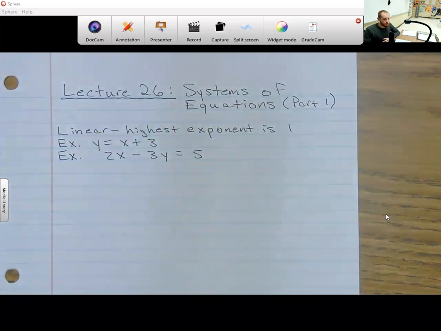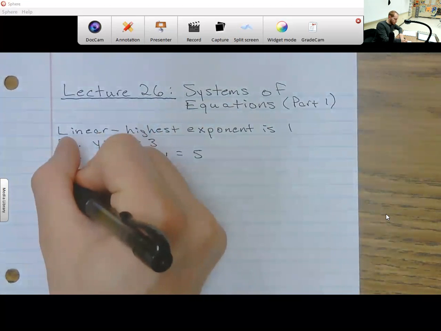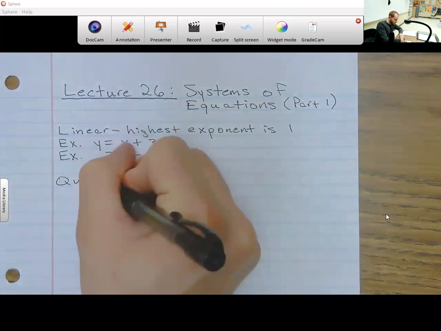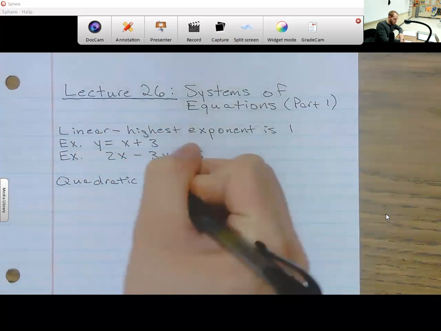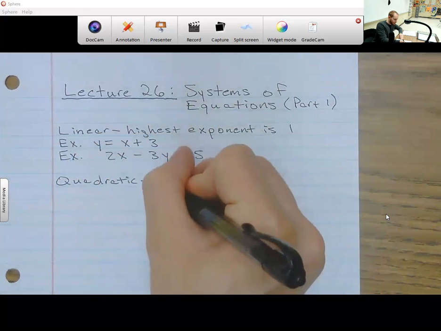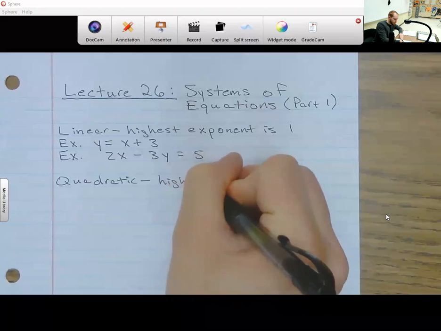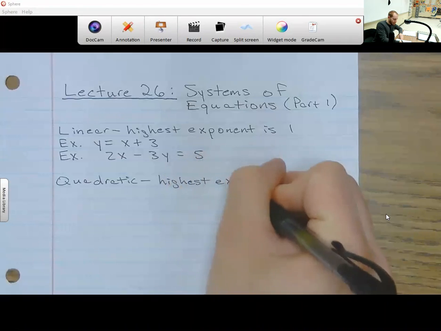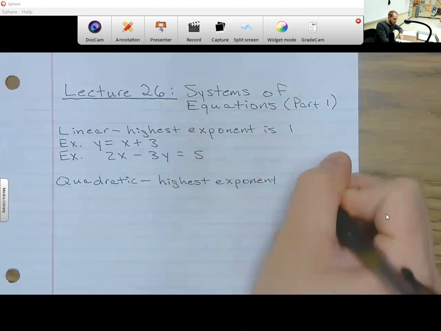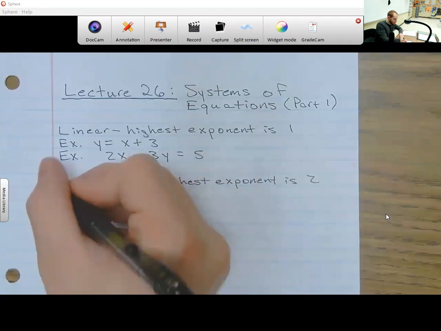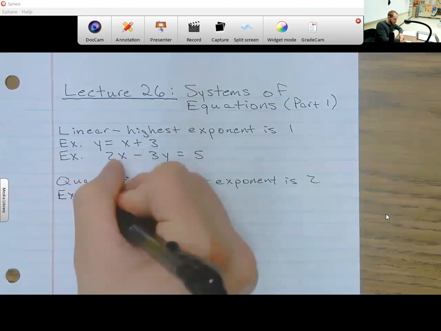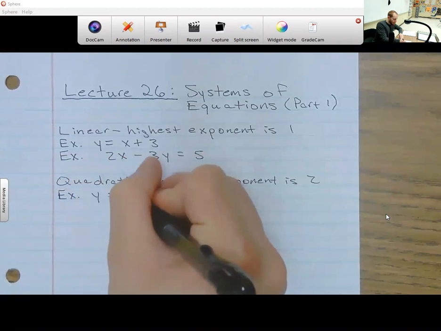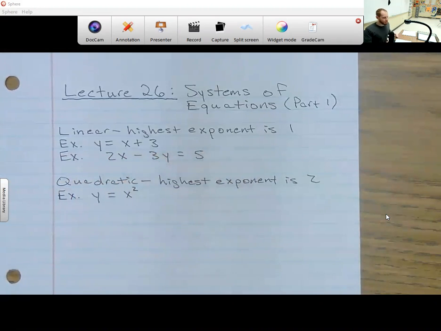Now, if you choose to go up to 2, your equation is now quadratic. So when we're dealing with quadratic equations, the highest exponent is going to be 2. A really good example of this is y equals x squared. The highest exponent for that x is going to be 2. So that's going to be a quadratic equation.